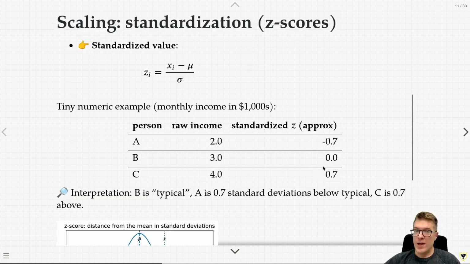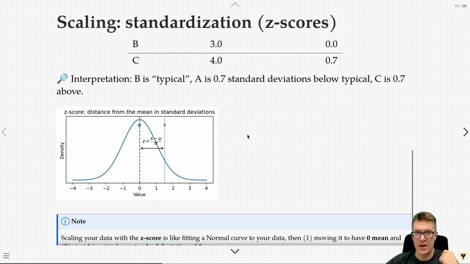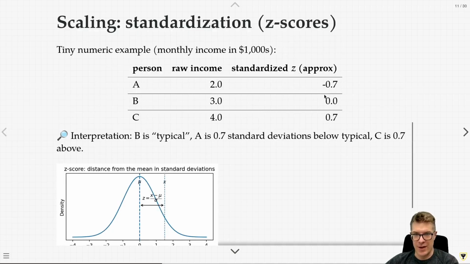So here we've taken our raw data and we've just scaled it, right? So person B is very typical. They're exactly the average income. Person A is a bit below the average. Person C is a bit above the average. This is kind of obvious to us in this toy example, but you can imagine how if you have hundreds or thousands of rows, suddenly seeing things scaled this way will start to give you some intuition. It turns out here that A is 0.7 standard deviations below typical, and C is 0.7 standard deviations above.